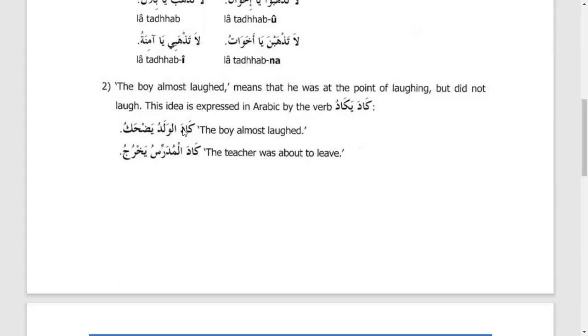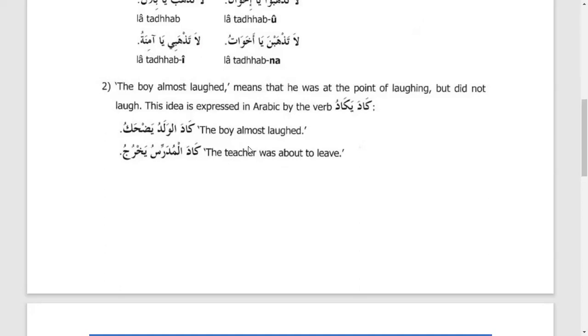For example, here we can see كاد الولد يضحك, the boy almost laughed. So whether we have kada or we have yakadu, which we will see in the next form, the verb that comes after that has to be always in the present, mudari form. And كاد المدرس يخرج, the teacher was about to leave. So when we have past, it will be translated as was, or verb to. كاد الولد يضحك, the boy almost laughed.